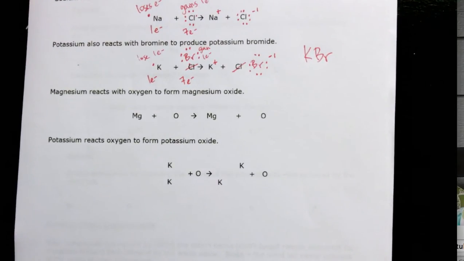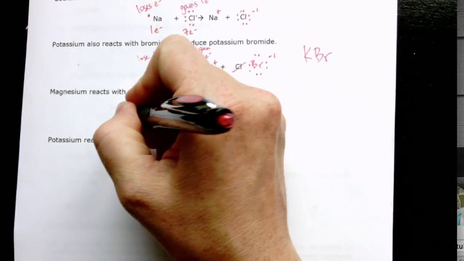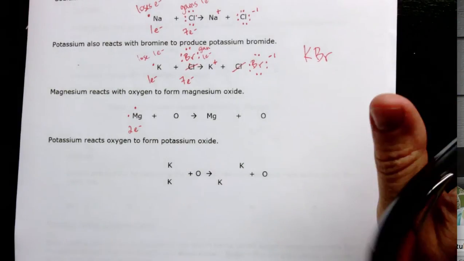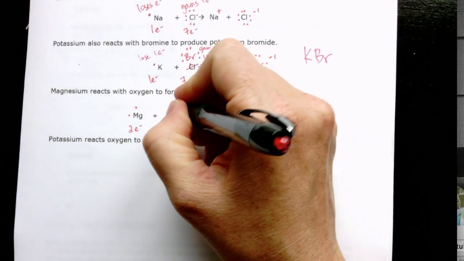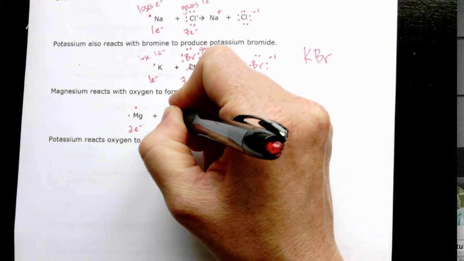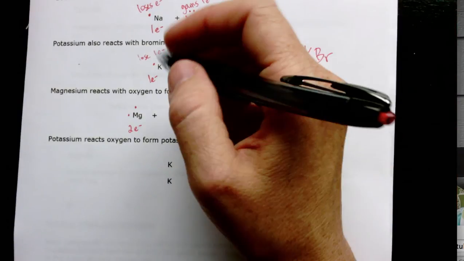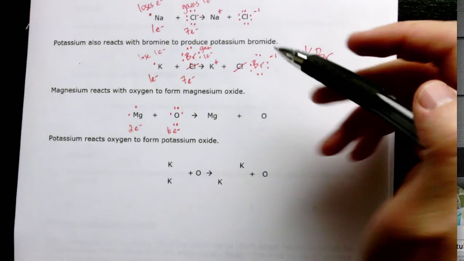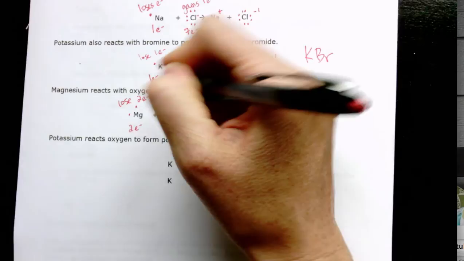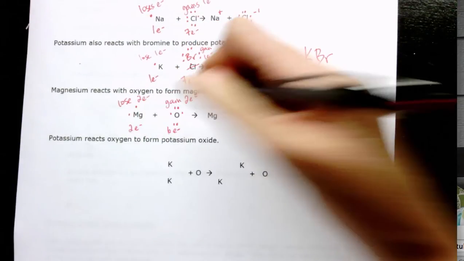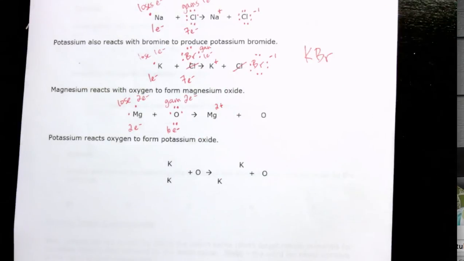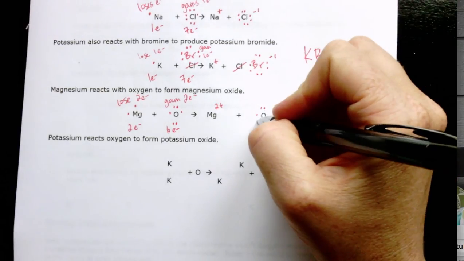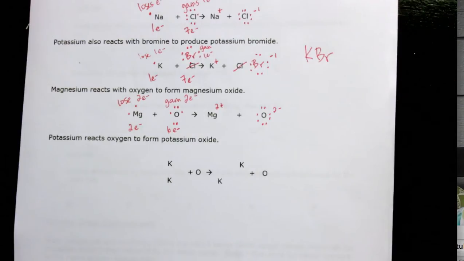Now moving on, magnesium reacts with oxygen to form magnesium oxide. Magnesium has 2 valence electrons, and it looks like this, or any way you want your dots, just as long as they're unpaired. Oxygen has 2 paired and 2 unpaired, so you have 6 electrons here. What ends up happening with magnesium oxide is that you lose 2 electrons and you gain 2 electrons. So you're going to have a +2 charge on magnesium ion, and you're going to have a -2 on oxygen.